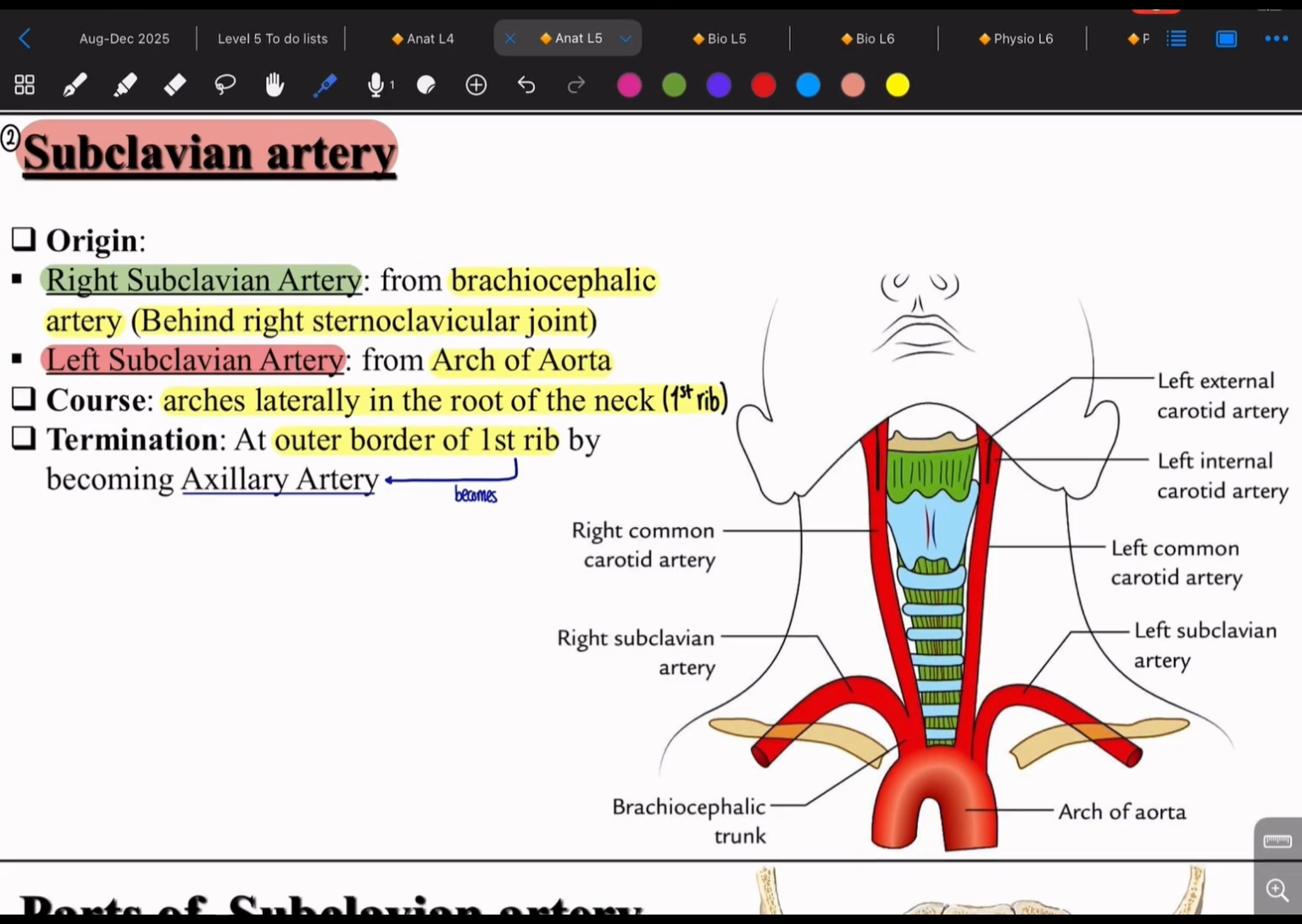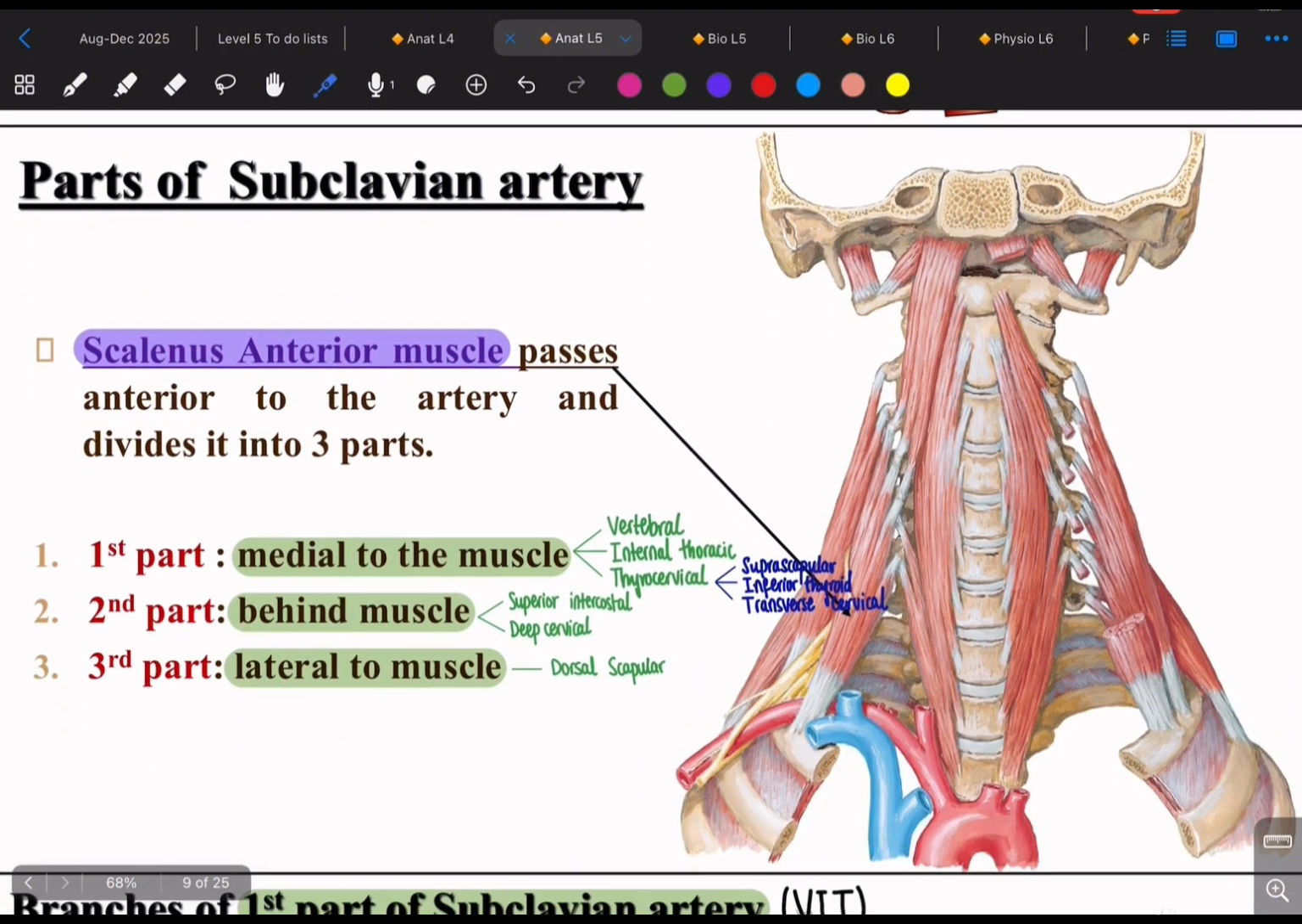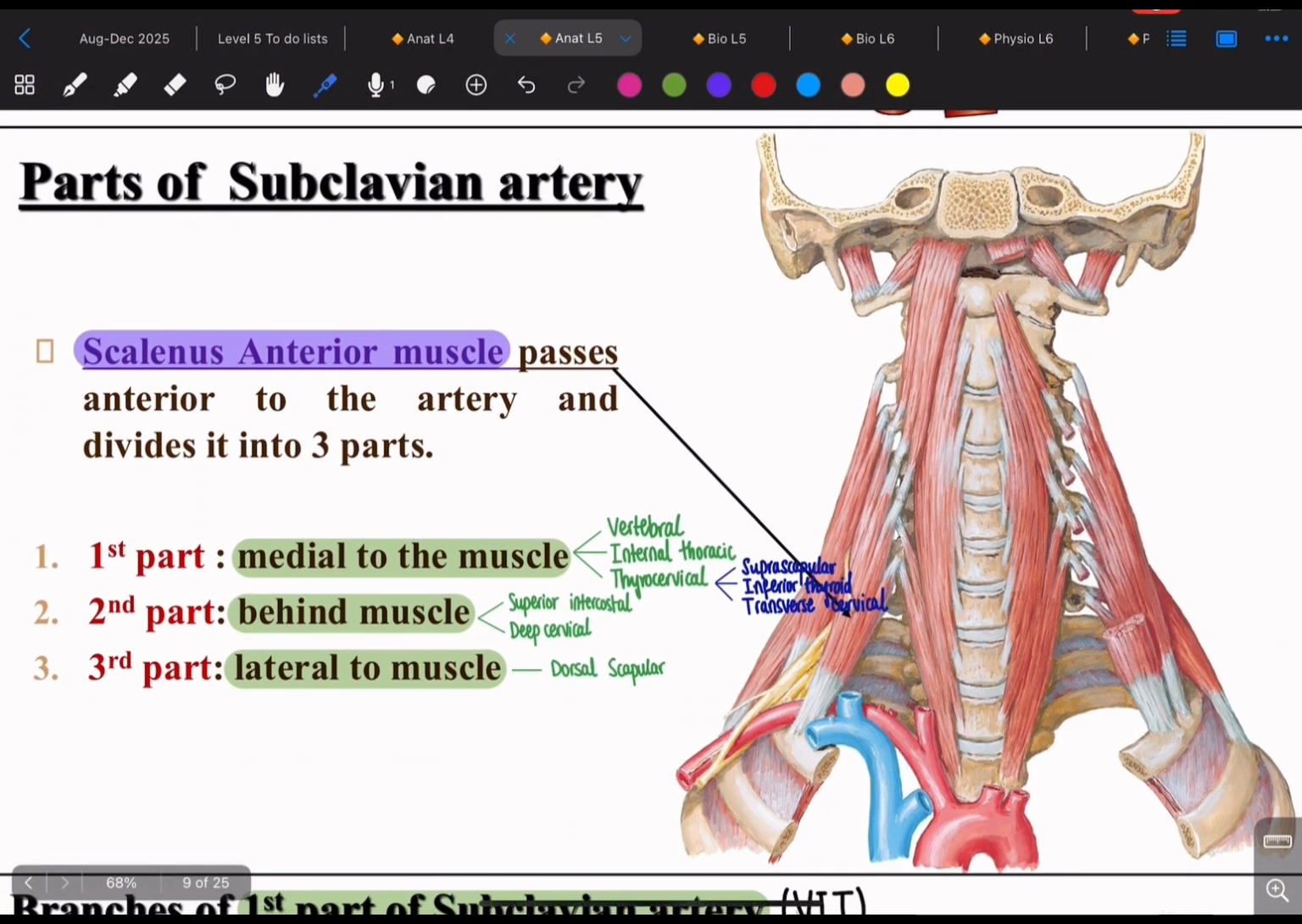Now let's see the branches of the subclavian artery. When we say the subclavian artery, we need to remember a very important muscle known as the scalenus anterior muscle. So with the subclavian artery, we always remember the scalenus anterior muscle. Why is this muscle important? Because this muscle divides the parts of the subclavian artery.